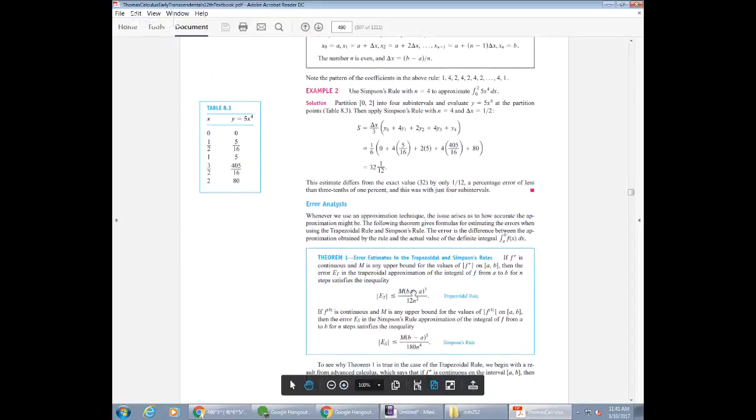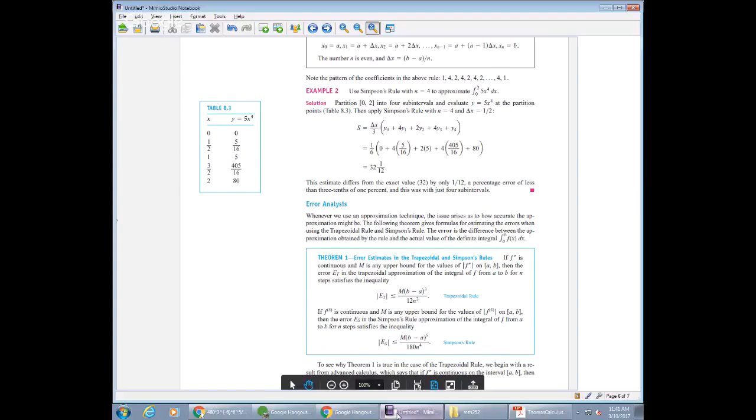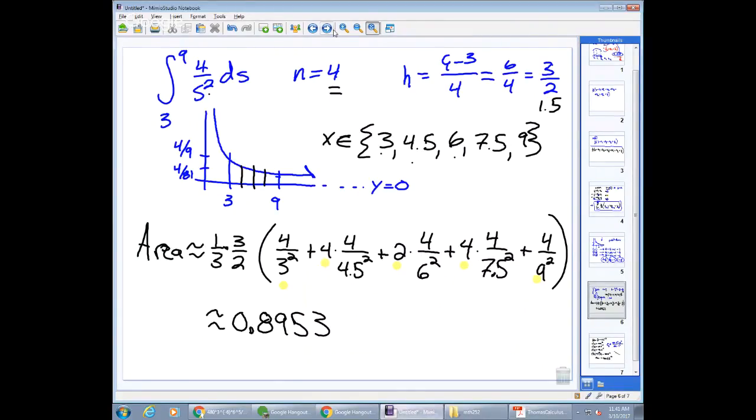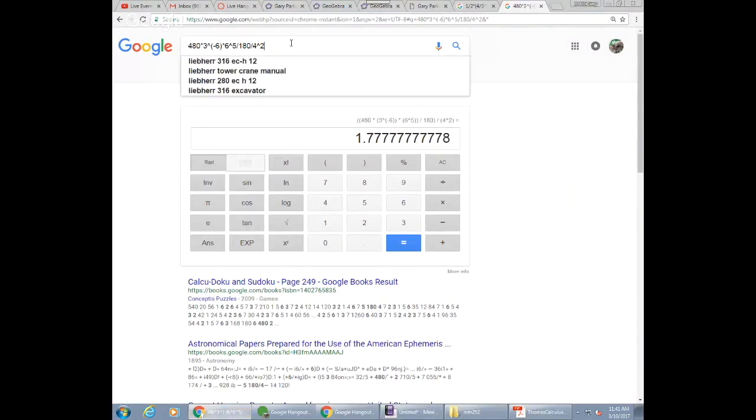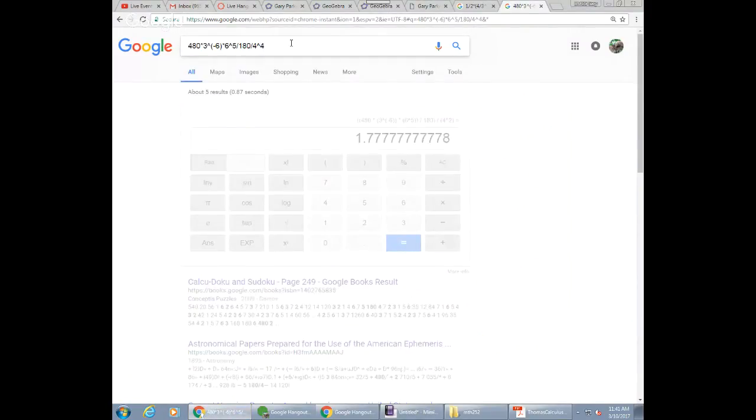Oh, n should be to the 4th. I was looking at the wrong place. I knew that 2 didn't look right. All right, so it should be 4 to the 4th power. All right, back to Google. So 4 to the 4th.